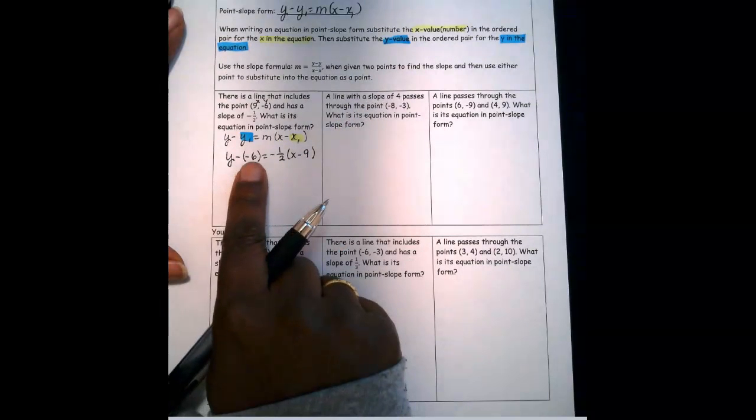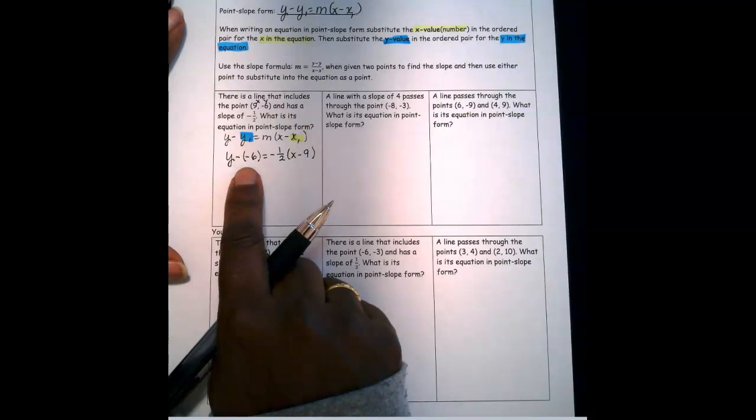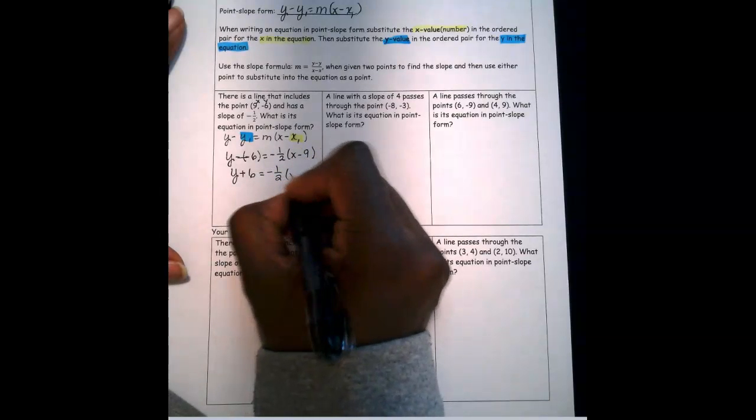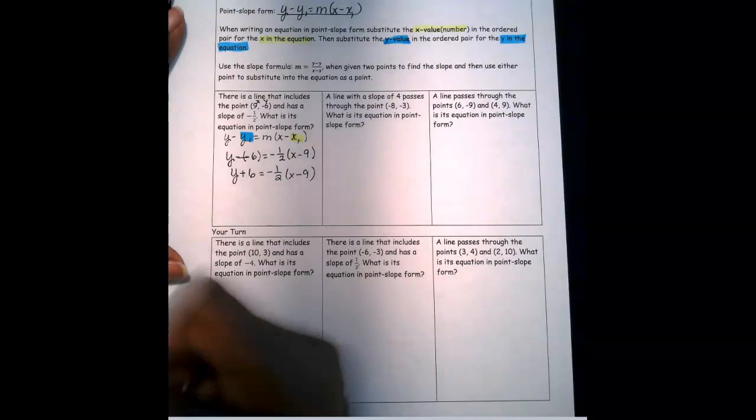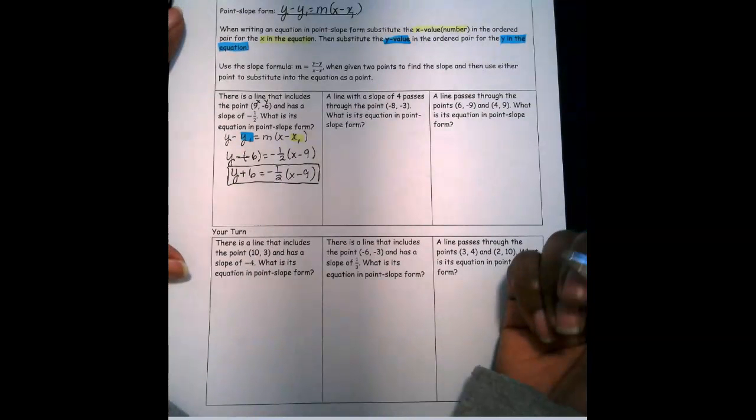Now, we're not going to leave this like this. We do need to simplify it. So when we have minus and negative, we know that that turns to a positive. So we've got y plus 6 is equal to negative 1/2 times x minus 9. And we're done. Isn't that just great? We really didn't have to do any math. We just had to simplify some signs. But other than that, that was it for that one. So let's move to the next one.